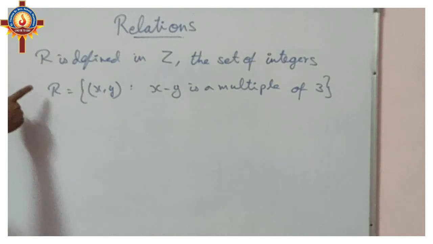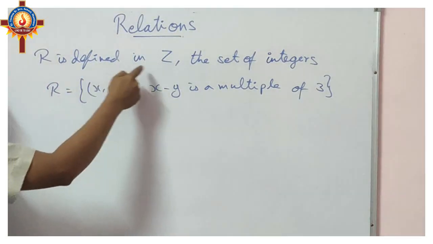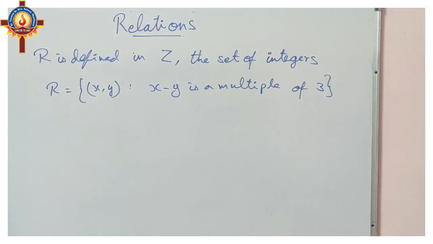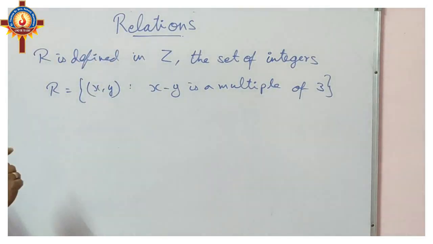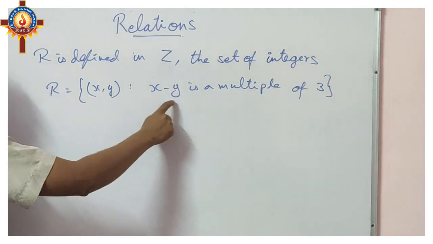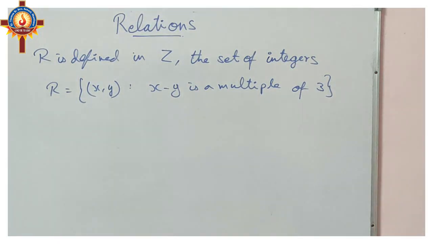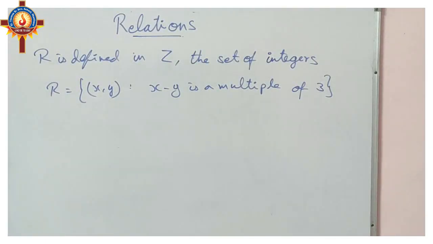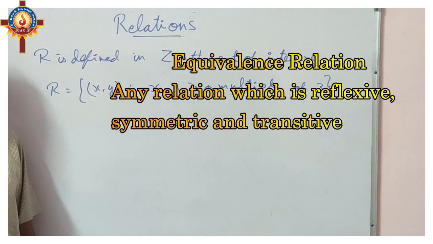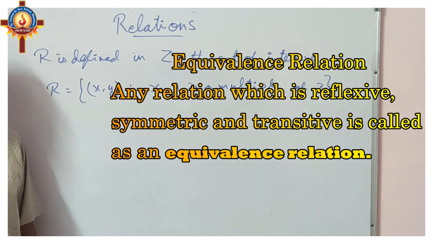Consider the example that a relation R is defined in Z, the set of integers, given as R is equal to (x, y), where x and y belong to Z, and the given condition is x minus y is a multiple of 3. Now we have to prove that this relation R is an equivalence relation. In the first video we saw when a relation can be called an equivalence relation. If the relation R is reflexive, symmetric and transitive, then this relation can be called an equivalence relation.